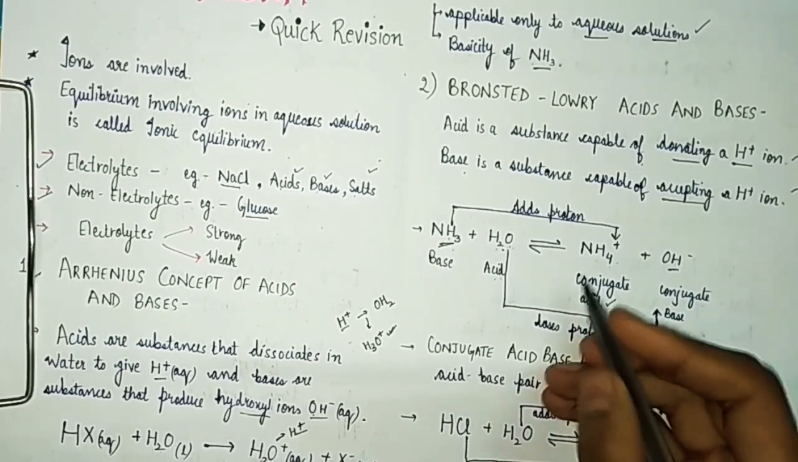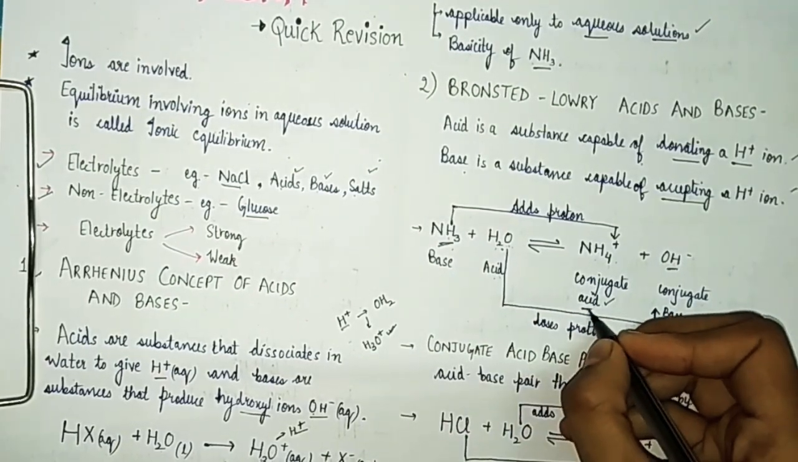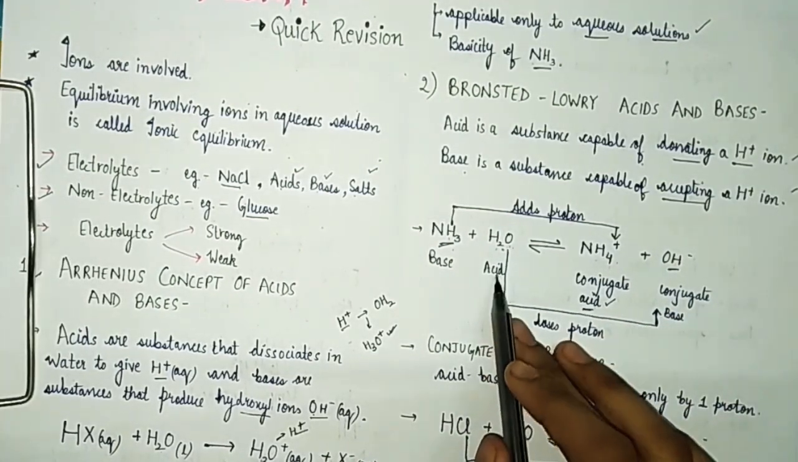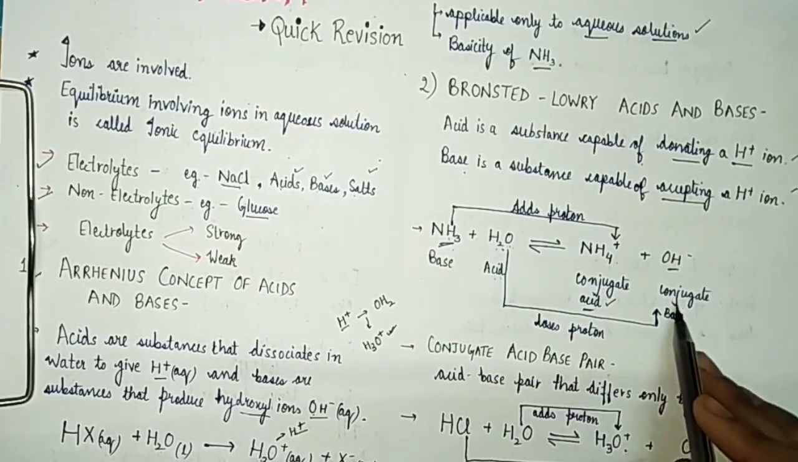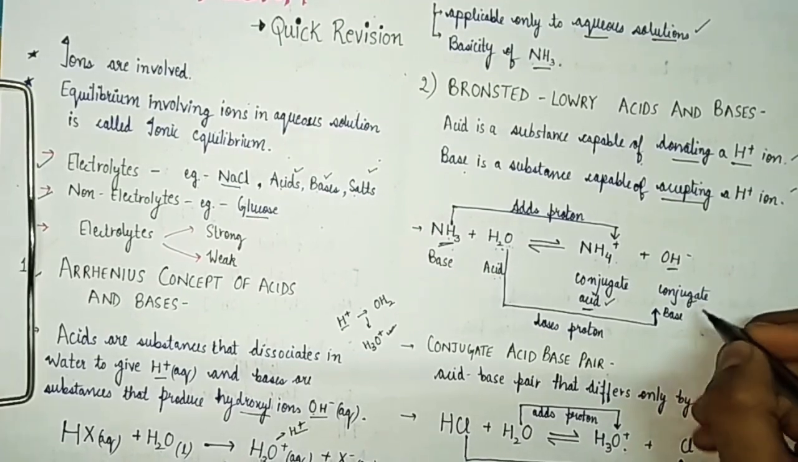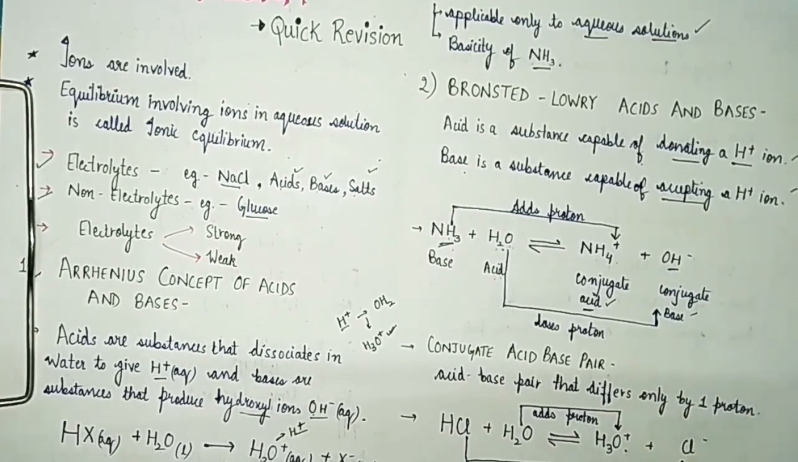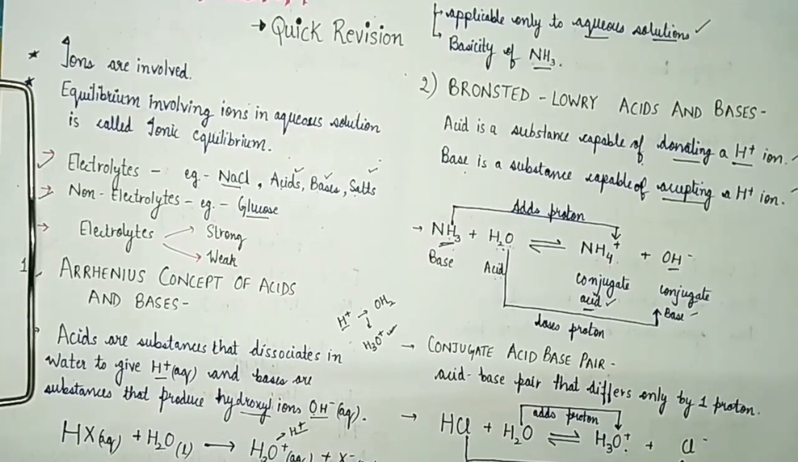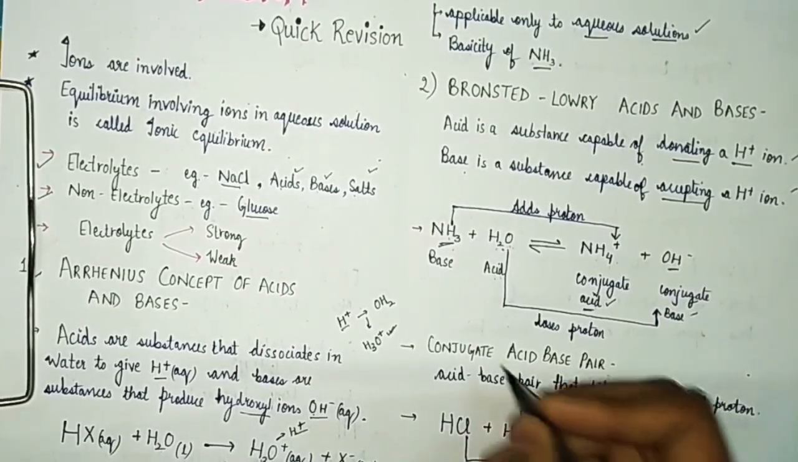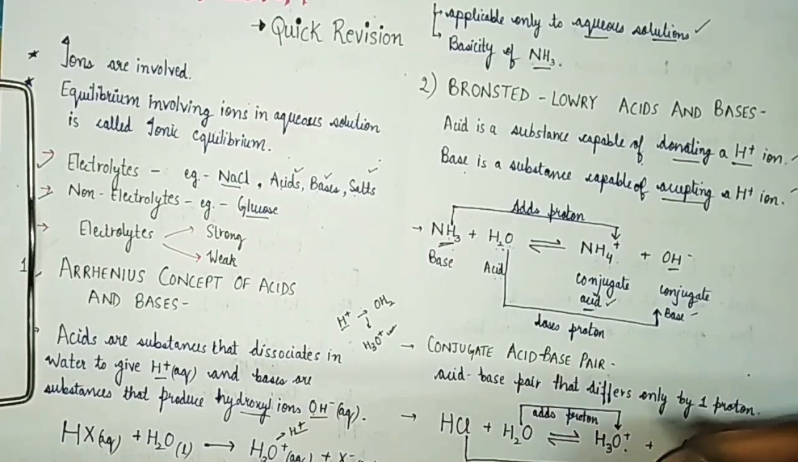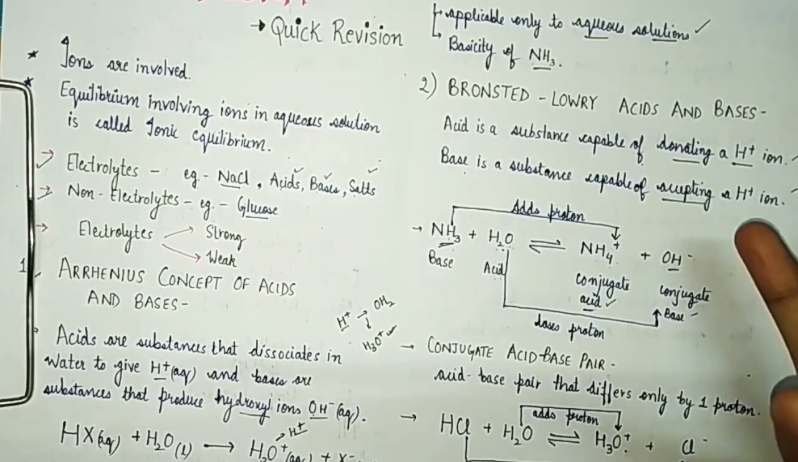So you say that a base will form an acid, a conjugate acid, and an acid which has donated a proton will become a base, and that is a conjugate base. So we have to remember, base will become acid, conjugate acid, and acid will become base, and more precisely, conjugate base. So why do we say what is a conjugate acid base pair?